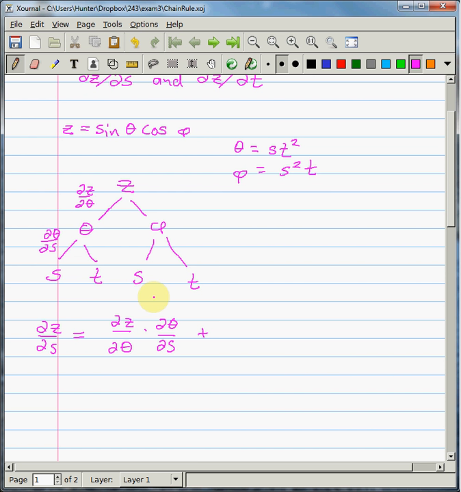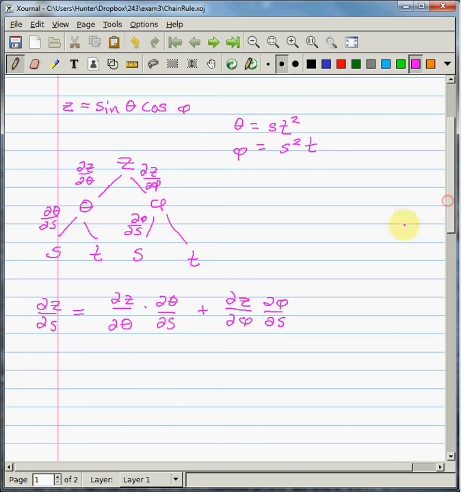Okay, but there's another way to get down to s. So this is one way to get down to s, but you could also go this way, and so you need to sum in that path. So this is the partial of z with respect to phi, and here I need the partial of phi with respect to s. And that puts me down in the right place, and those are all the s's. So after I finish copying this, I'll be ready to actually evaluate this based on what the function really is. So we put the partial of z with respect to phi, and the partial of phi with respect to s.